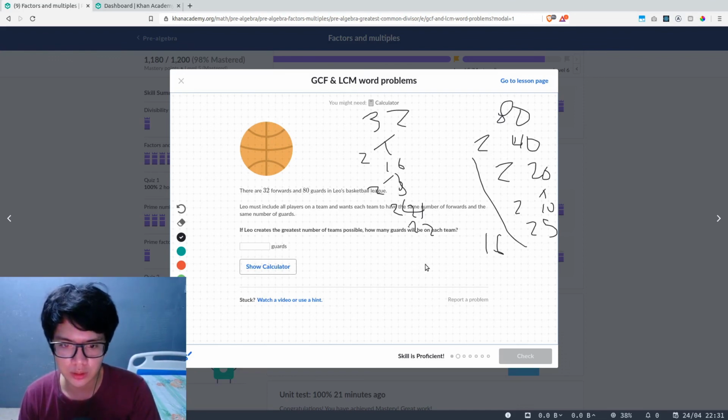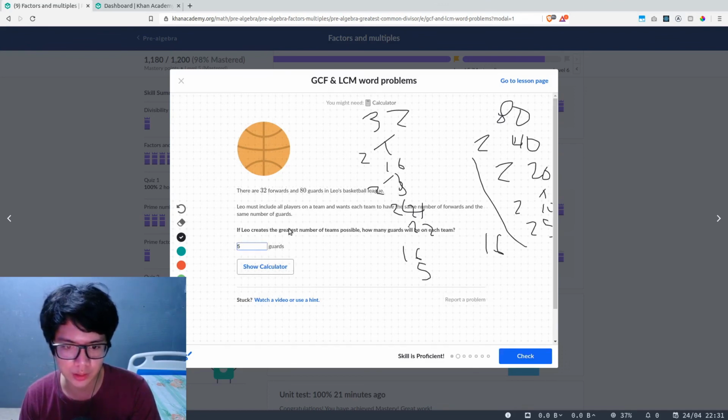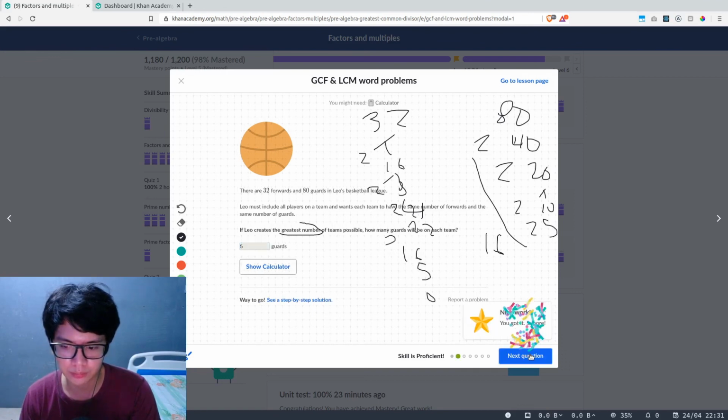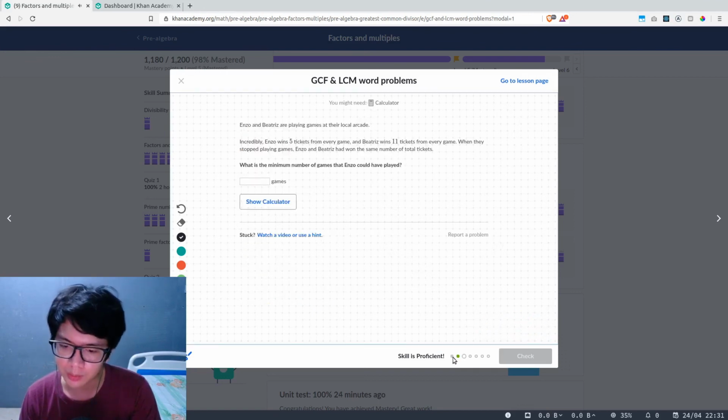So 16 times 5. So in each team, there are 16, right? Greatest number of possible teams. And then for each team, there would be like 5 guards and 2 forwards. Let's say 16 times 5 is 30, 8. Fuck, I made a mistake there. I hate it.